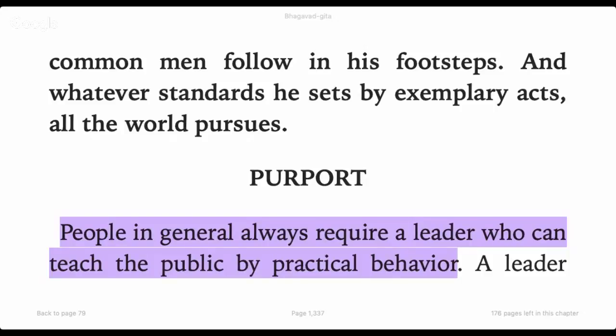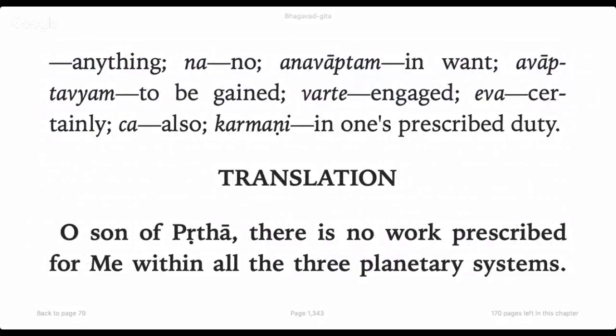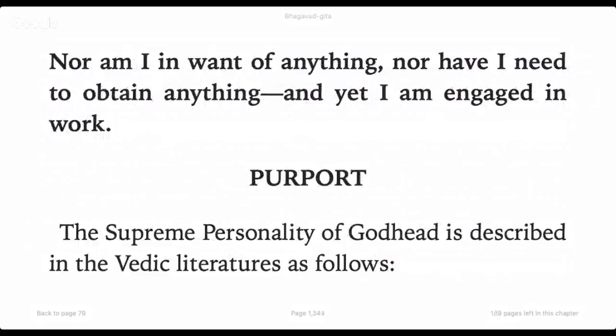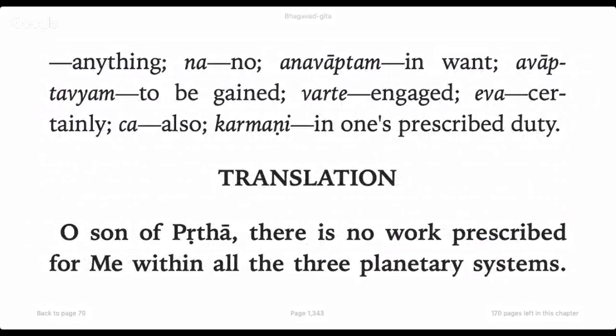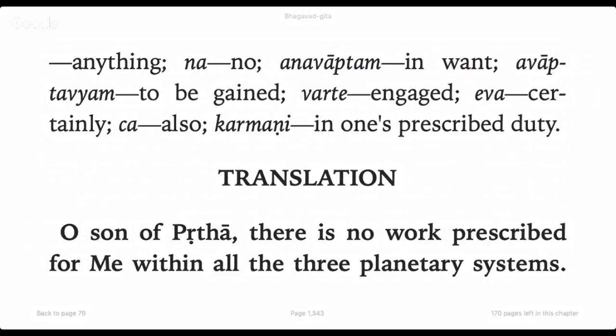Verse 22, translation: There is no work prescribed for me within all the three worlds, nor am I in want of anything, nor have I anything to be gained, and yet I am engaged in work. So after giving the example of Janaka and other kings, and giving a general understanding of the Gita, now he gives his own example. He says that all positions are in the Lord, the controller.